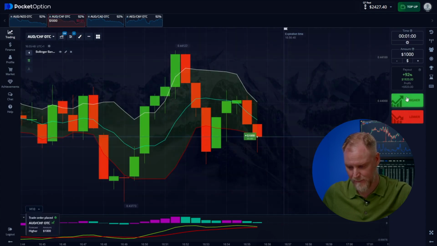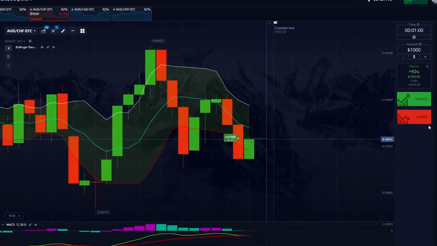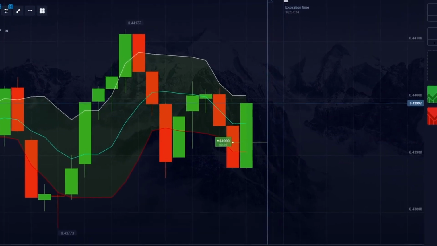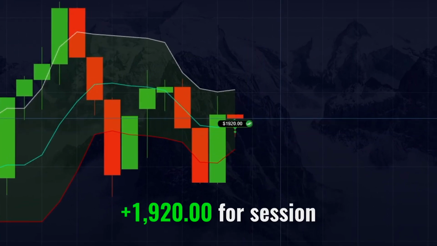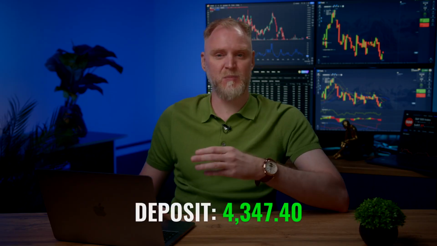Hit higher. And a new support level seems to be shaping up. The candles and Bollinger Bands make that pretty clear. And another successful trade, as expected. Let's keep going with a few more trades.